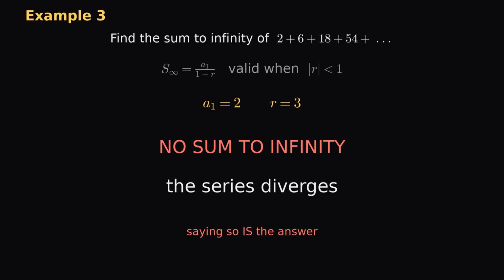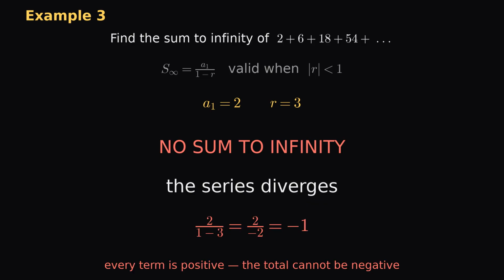What you must not do is put it in the formula anyway, because if you do, you get 2 over 1 minus 3, which is 2 over -2, which is -1, and that is nonsense. Every single term in that series is positive. The total cannot possibly be -1.